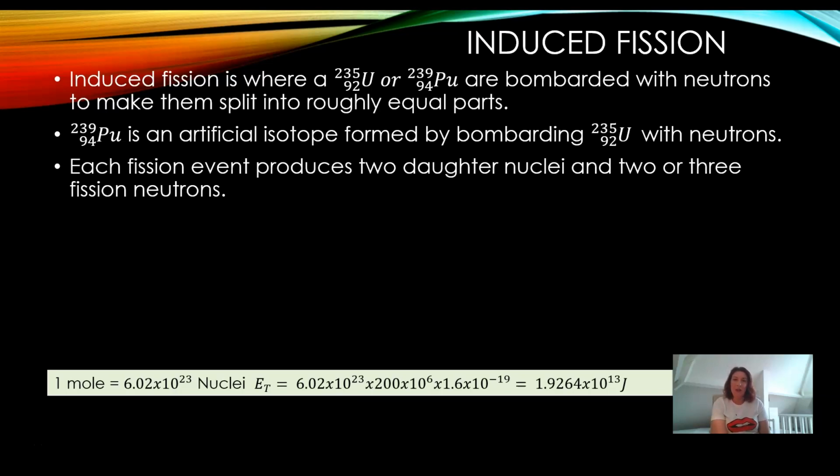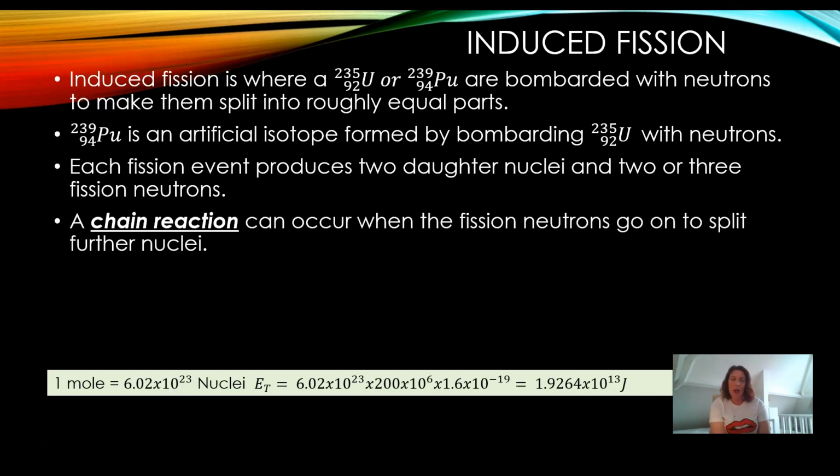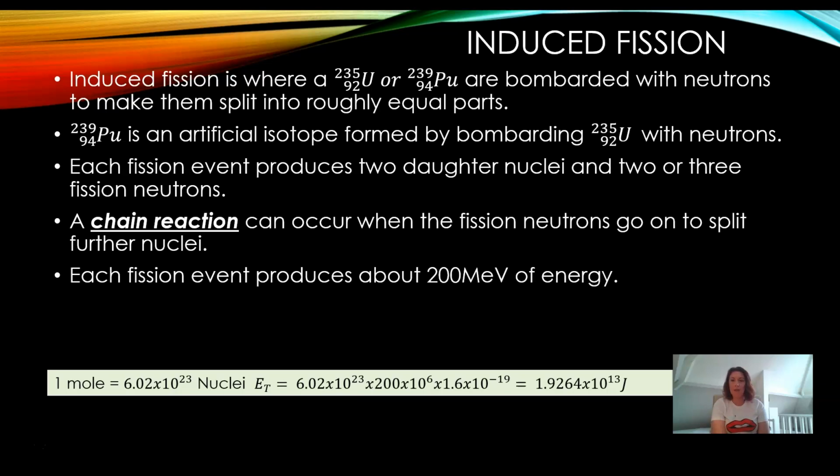Now each fission event will produce 2 daughter nuclei and then 2 or 3 fission neutrons depending on what the daughters are. A chain reaction can then occur when the fission neutrons go on to split further nuclei, which you would have learnt about at GCSE.